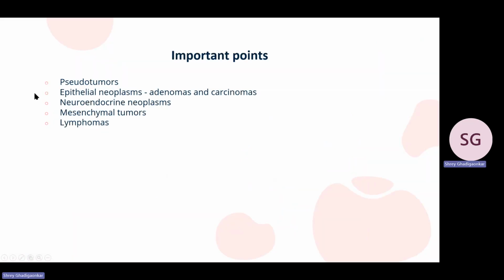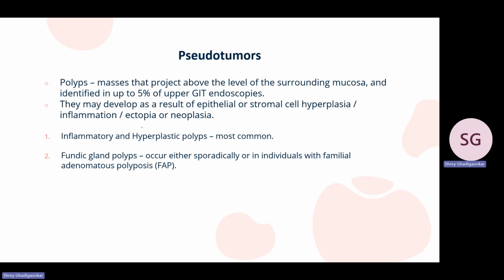Alright, so the important points you need to mention are pseudotumors, the epithelial neoplasms, which involve adenomas and carcinomas, neuroendocrine neoplasms, mesenchymal tumors, and lymphomas. Right. So the first topic we're going to talk about is pseudotumors.